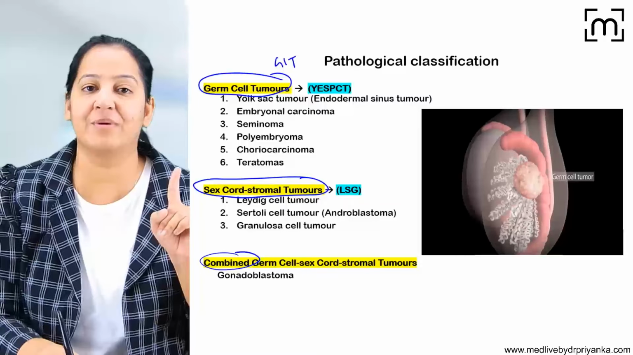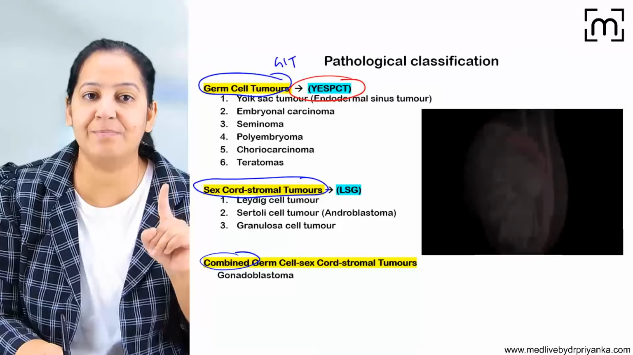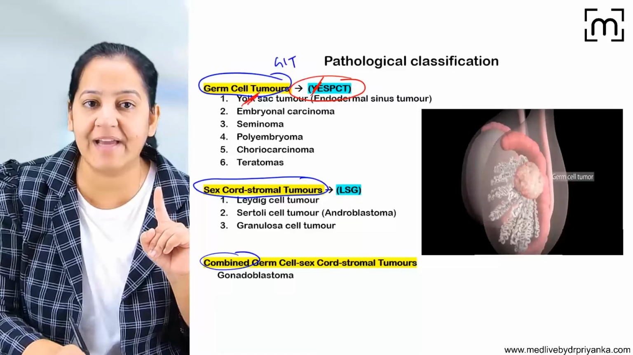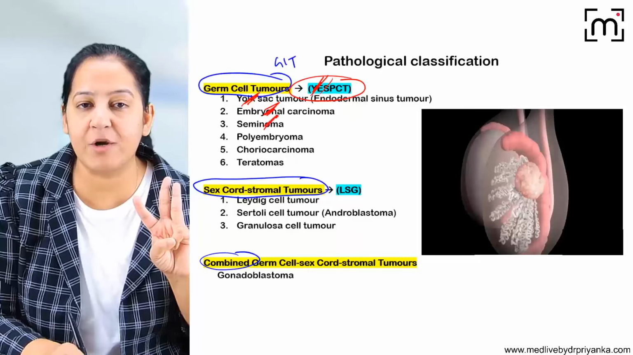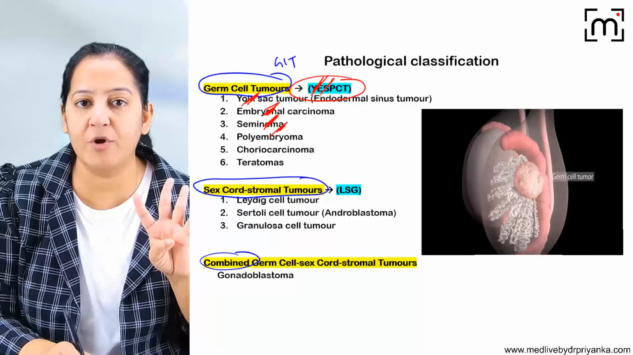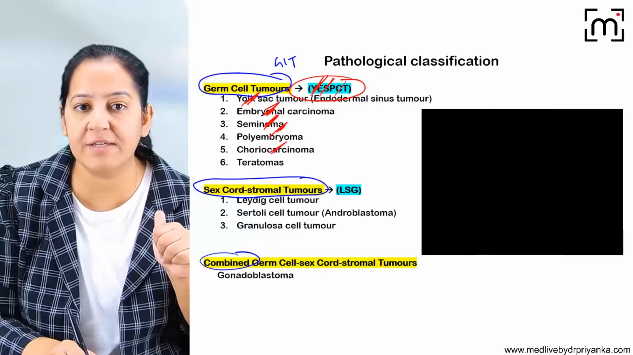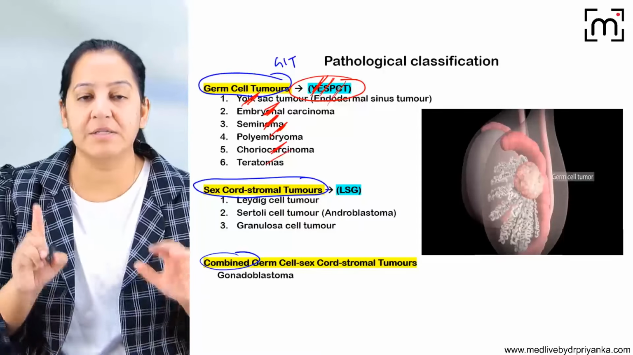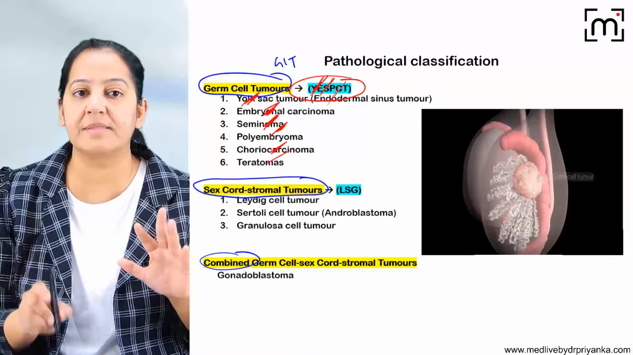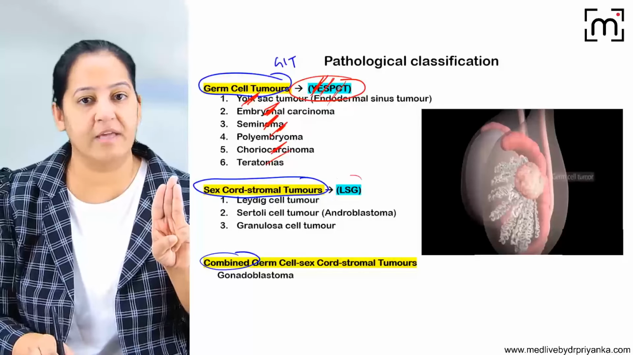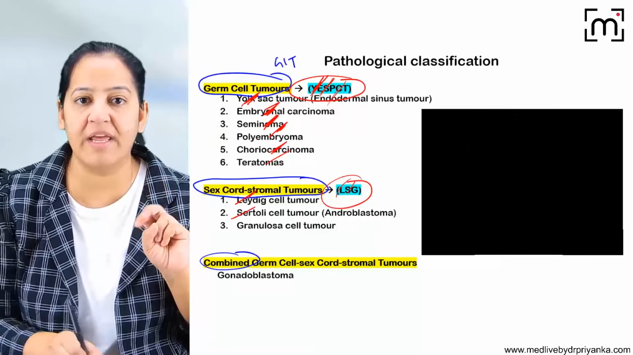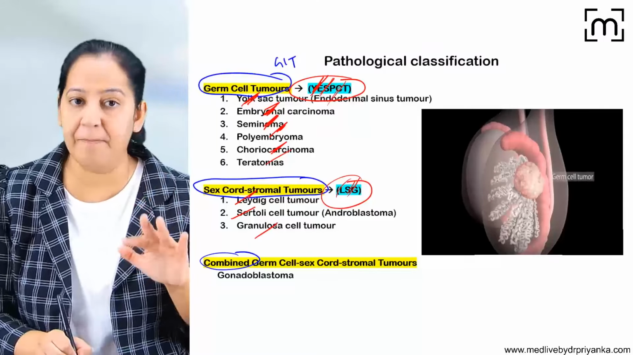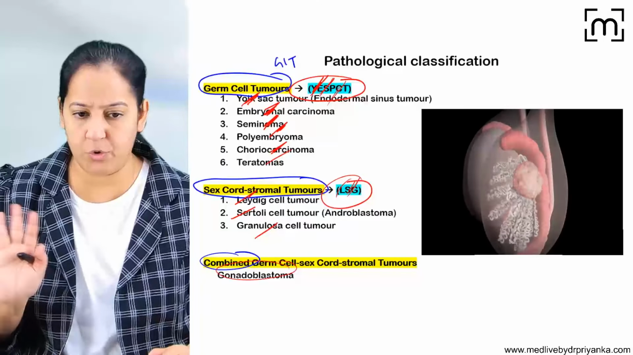I have a mnemonic to learn that. The mnemonic is YESPCT. Y stands for Yolk Sac, E stands for embryonal carcinoma, S stands for seminoma, P stands for polyembryoma, C stands for choriocarcinoma and T stands for teratoma. So these are the 6 germ cell tumors. Sex cord tumors are 3 in number. The mnemonic is LSG. L for Leydig cell tumor, S is Sertoli and G is granulosa. And the combined one is gonadoblastoma, which is not very important.